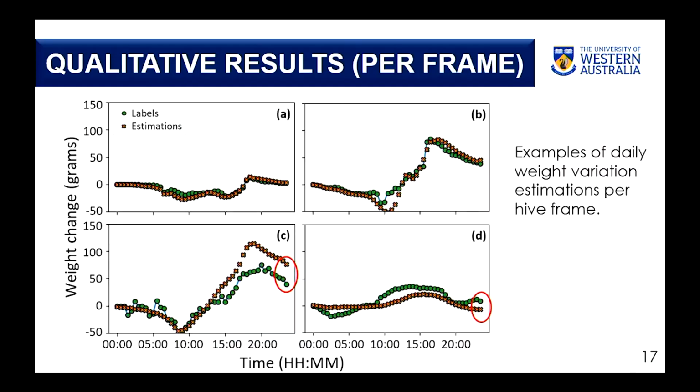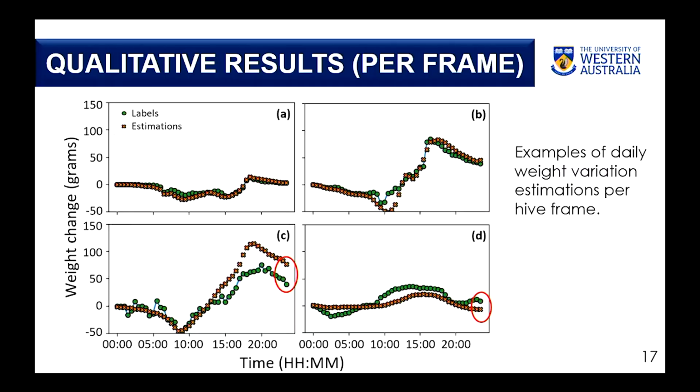But how that accuracy comes in is actually not that straightforward. For example, in examples A and B, you can see in example A, the hive's weight variations were not a lot, and we were able to track it reasonably well. In B, the hive gained a lot of weight. We tracked it well. But in examples C and D, what happens?